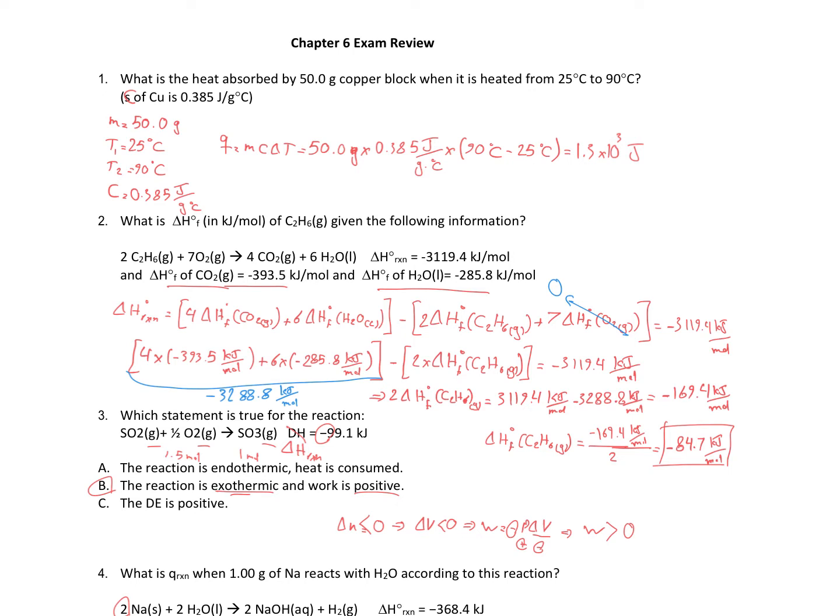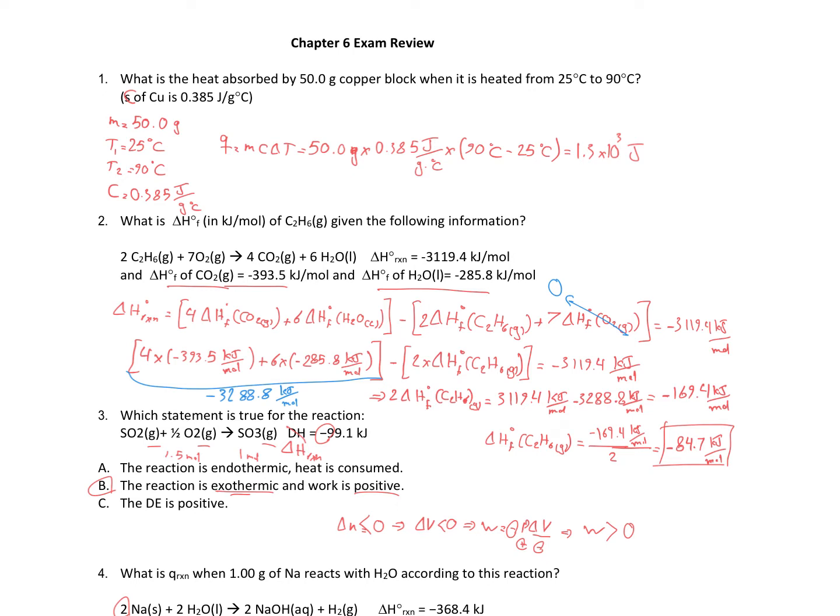So it's 4 delta H of formation of CO2 plus 6 delta H of formation of water, minus the sum of the reactants. On the reactant side we have 2 C2H6, so 2 delta H of formation of C2H6, and 7 delta H of formation of O2. O2 is in the standard state. We know that everything which is in the standard state has a delta H of formation of 0. So we cross that out. And that equals the delta H of the reaction, which is given as negative 3119.4 kilojoule per mole.